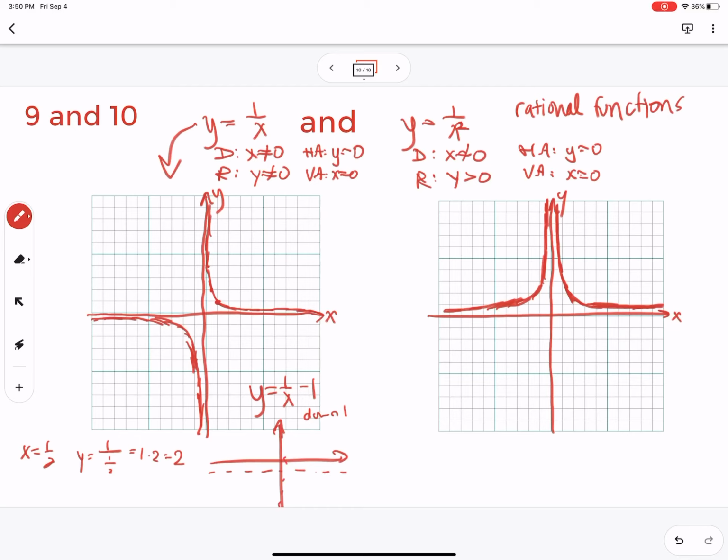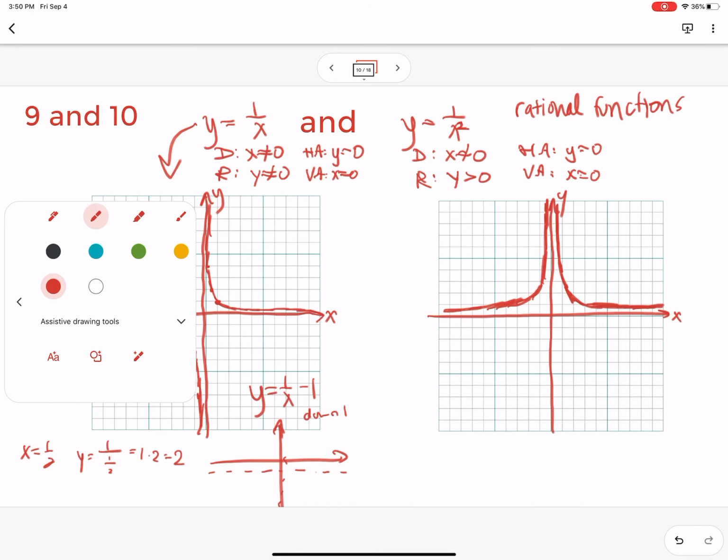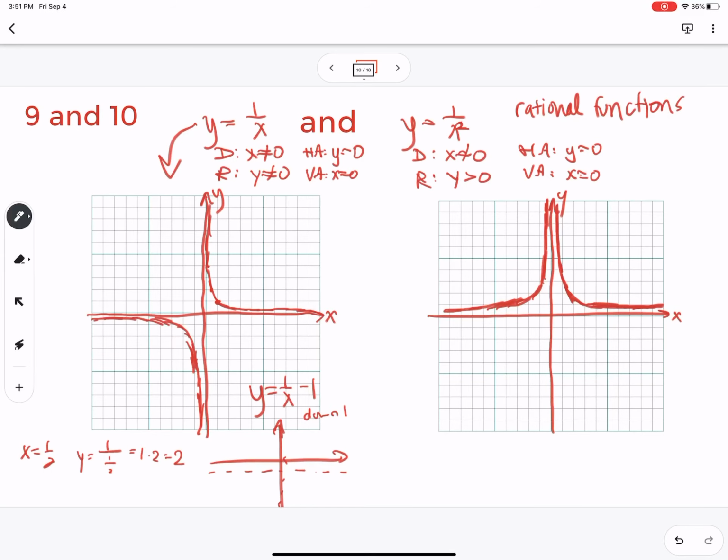So y equals 1 over x minus 1 is a down 1 shift. So I'm dropping my horizontal asymptote down 1. And then I'm just going to draw my above on the right side and my below on the left side, and I'm going to call it a day. You should label. I don't know if my label got hard to see because it's so tiny, but you should definitely label that the asymptote is at -1.